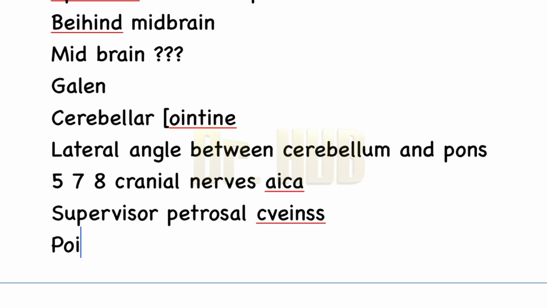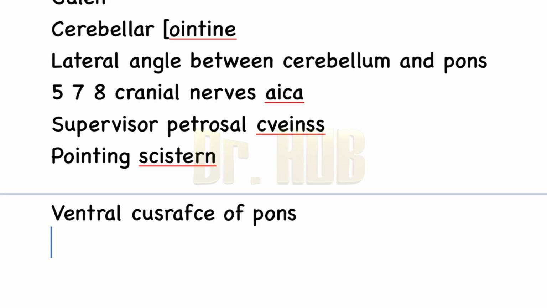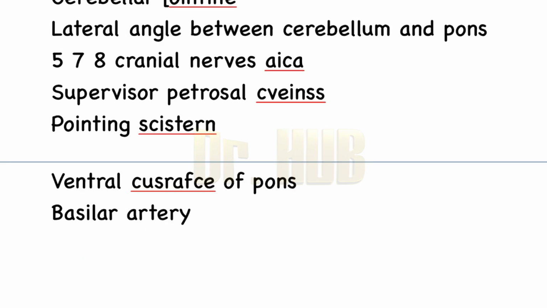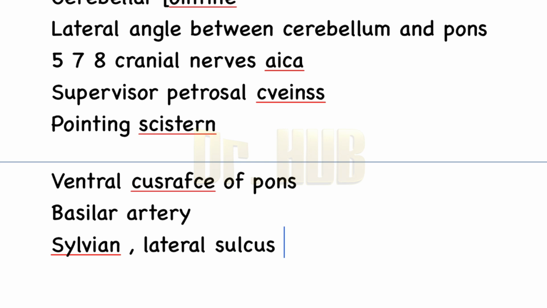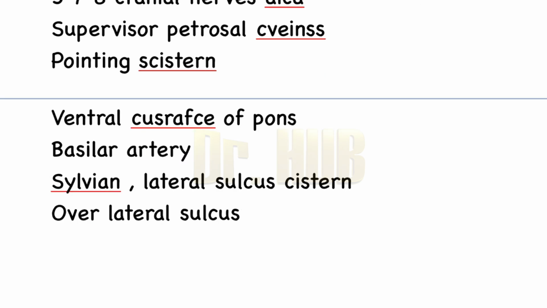Next, looking at the pontine cistern. The pontine cistern includes the ventral surface of the pons, and the content is the basilar artery. Next is the sylvian or lateral sulcus cistern. It is present over the lateral surface, over the lateral sulcus, and the content is the middle cerebral artery, MCA, and the veins as well.